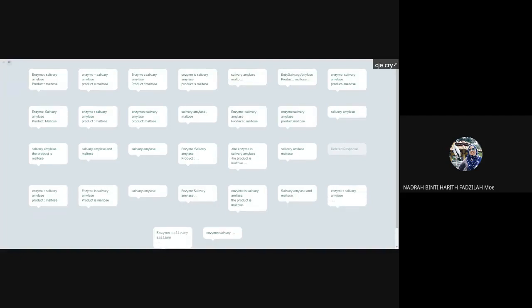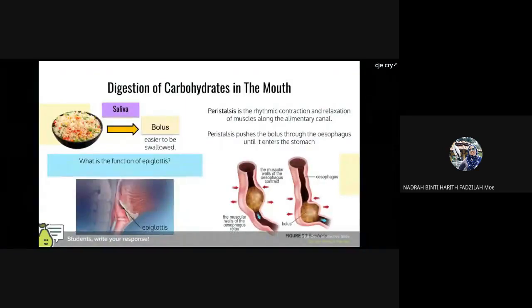Alright, salivary amylase. Yes. Okay. Dia punya substrate dia adalah starch, dia punya produk adalah maltose. Very good, Iman. Thank you. Okay, good, Alina. Good job. Okay, so now let's take a look at the next organ, which is our stomach. Okay, mari kita tengok stomach pula ya. Good job everyone. Thank you so much for your submission. Mari kita pergi ke the next part.